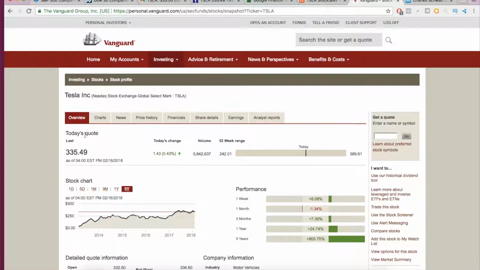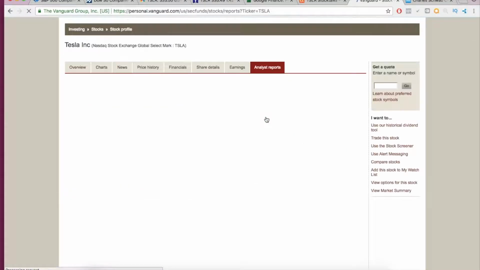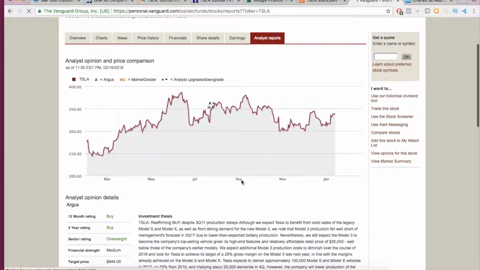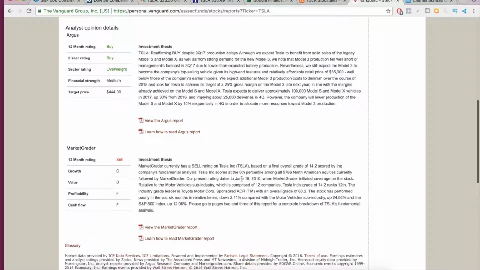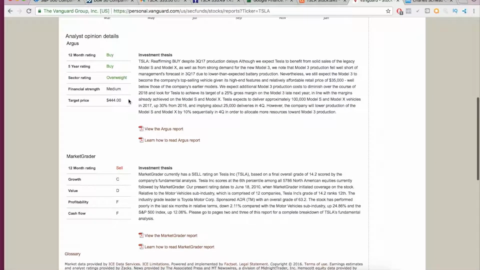And one of the things that I believe personally is priceless about having this, if you do have an account with Vanguard, or if you can actually afford it, is the fact that they provide you access to professional reports done by companies. So these 2 reports, one is done by Argus and the other one is by Market Grader, and they will typically give you 2 points of comparison.